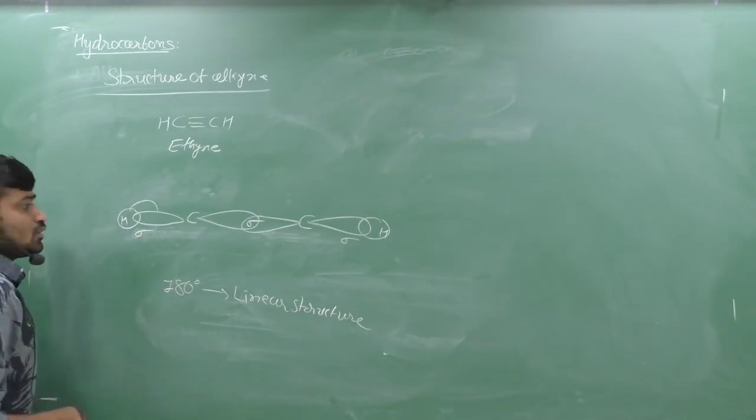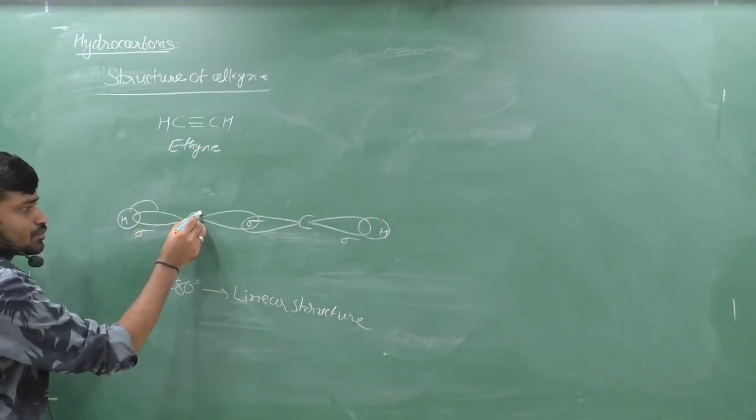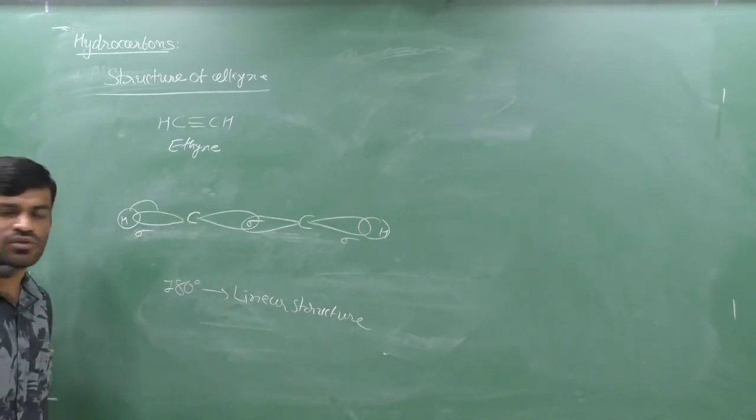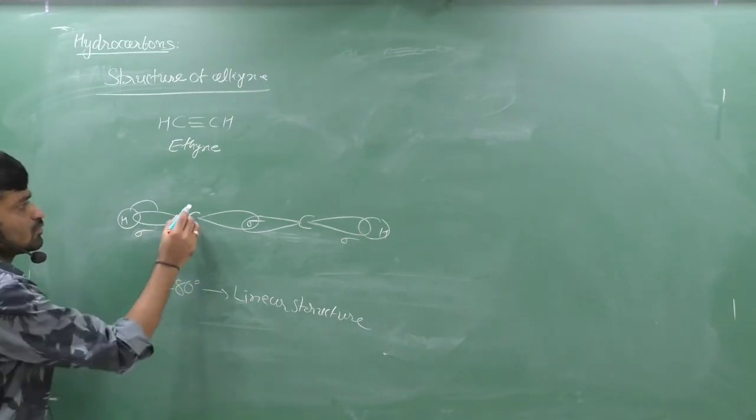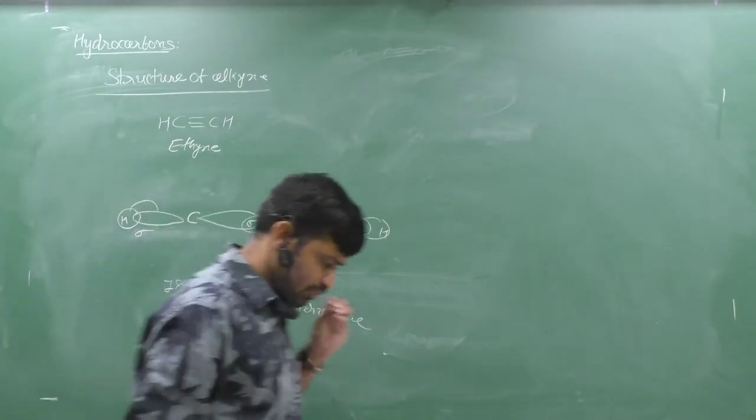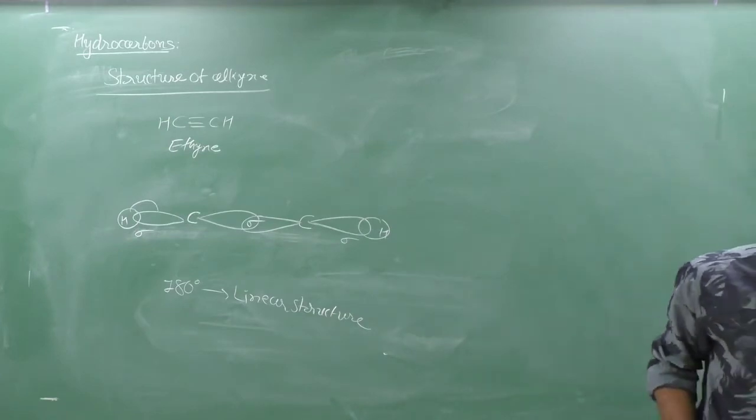Now the remaining p orbitals of carbon. Now there are 4 valence electrons in the valence shell of carbon.